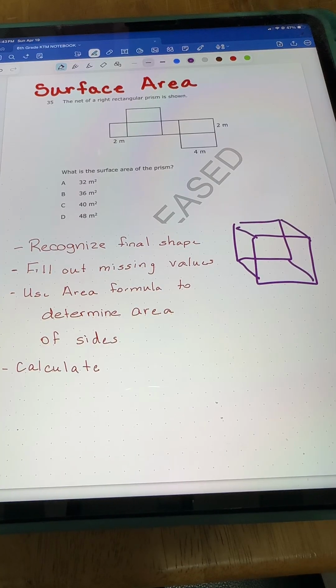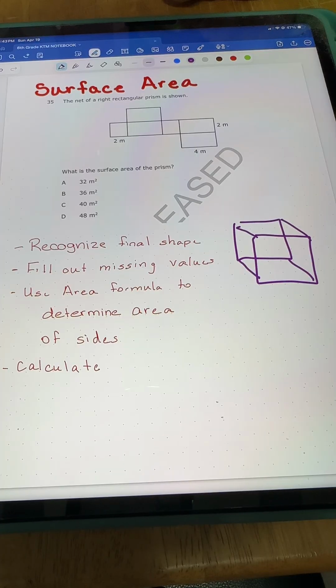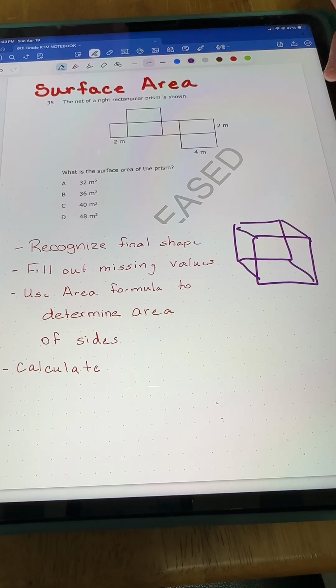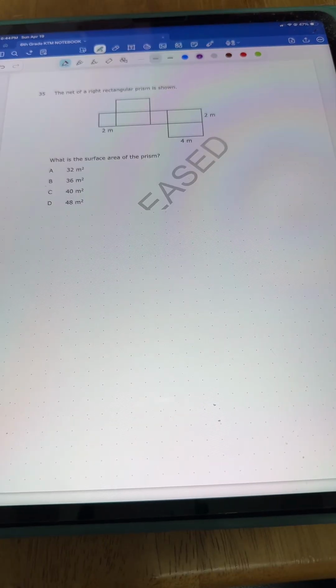I'm going to take a screenshot of this if you need the notes. We're actually going to work it out on the other side. Again, this is a released EOG question from the 6th grade math EOG. So we're going to come over here and look at this. First, we've talked about it being a rectangular prism. It actually tells us that right here.